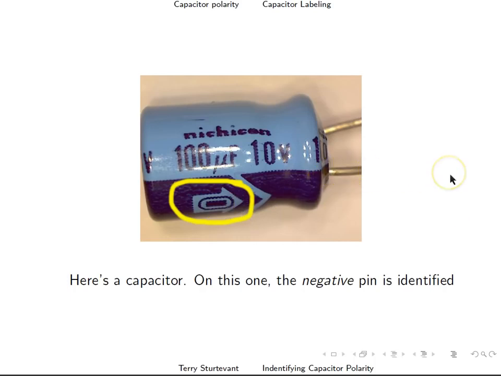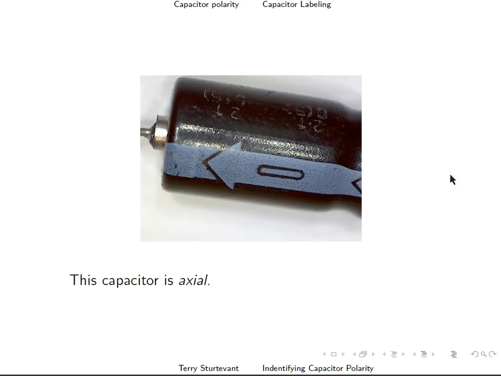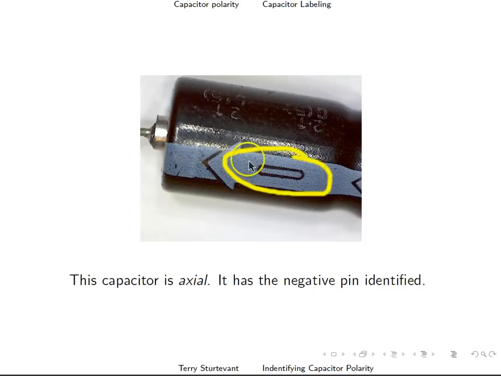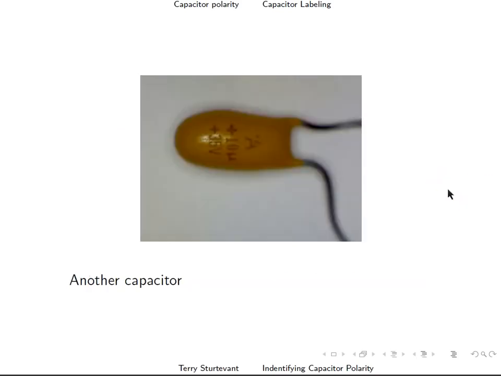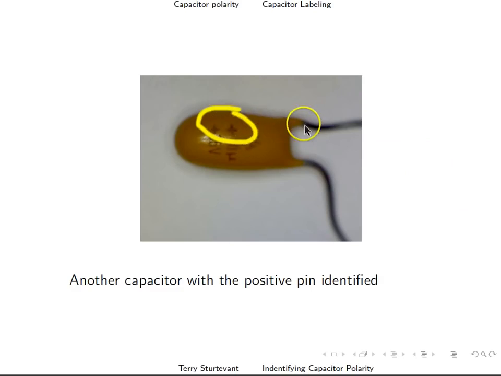Here's another capacitor, and we see a negative sign, so that means the closest pin to it, this one, is the negative pin. Here we have an axial capacitor, which means there's a lead coming out of each end, and again we have a negative sign with an arrow that points to this lead, meaning that's the negative lead. Here's another capacitor. You see the positive signs here indicate that the pin closest to that, which is this pin here, is the positive pin. So that's how you identify the polarity of capacitors.